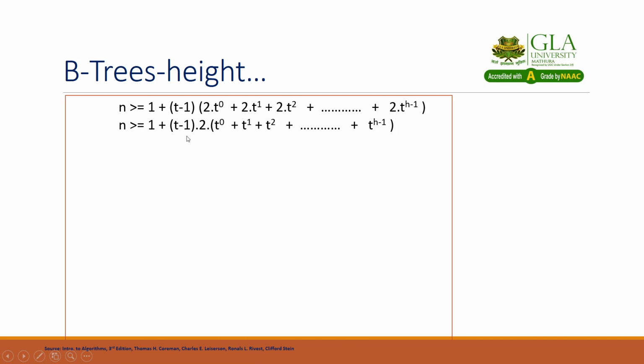Then we can represent it, we can take the 2 outside of this series, we find t to power 0 plus t to power 1 plus t to power 2 plus up to t to power h minus 1. Now this is a geometric progression, if you can see. So we have to apply one formula.